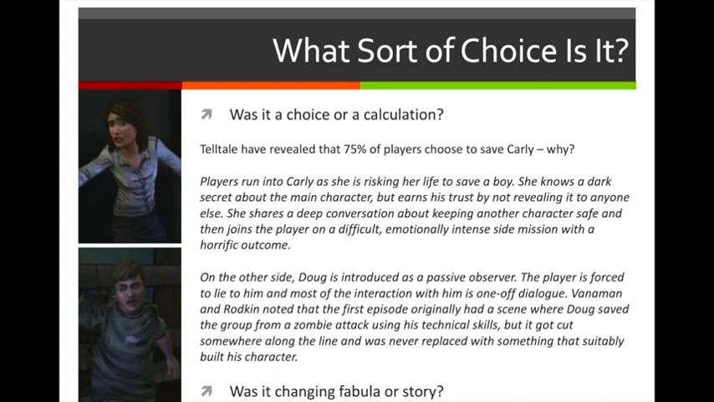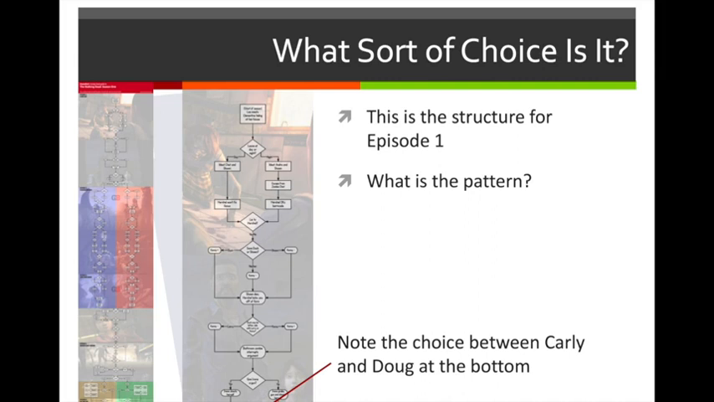So was this changing the fabula or the story? Well, on first pass, it rather looks like it's changing the fabula. After all, depending on your choice, either Doug dies or Carly dies. But if you look at the structure for episode 1, you see this pattern. And essentially, what is this pattern? Well, it's a sequence of split joins.